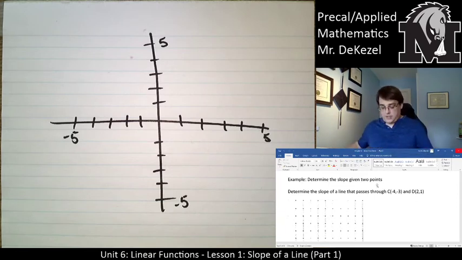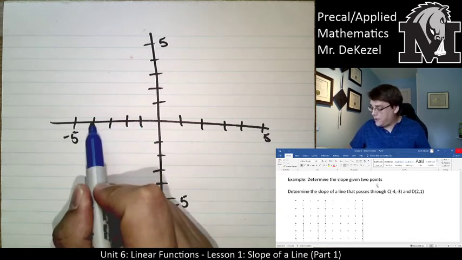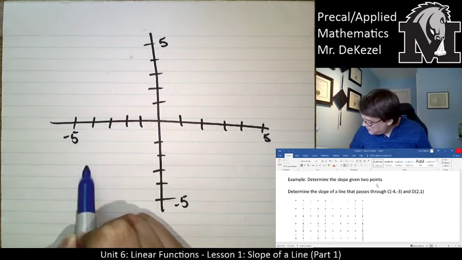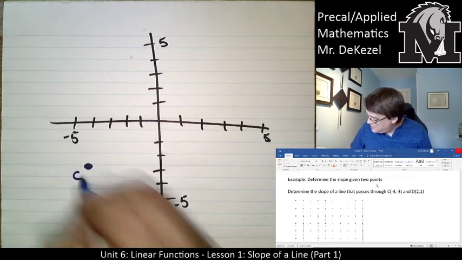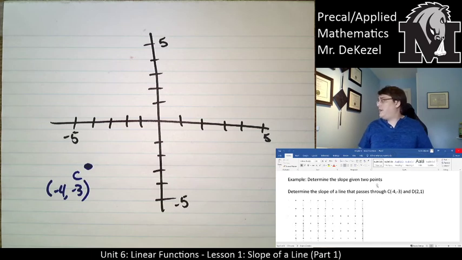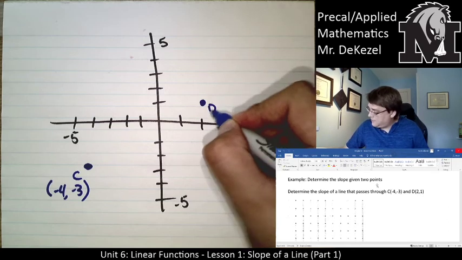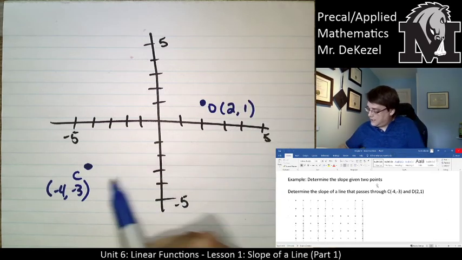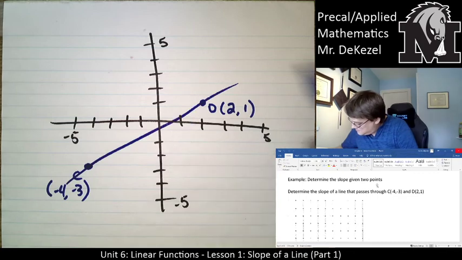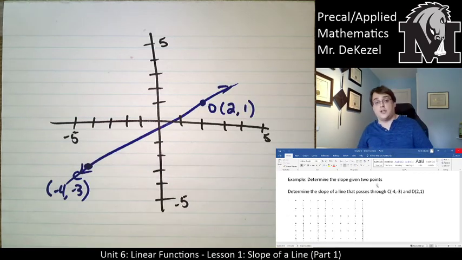So we are going to determine the slope of a line that passes through C and D. Point C is (-4, -3). That would be this point right here. -4, 1, 2, 3, 4. -3, 1, 2, 3. Right here is point C. We have point D at (2, 1). So positive 2, 1. That's right here. And then I can connect those points. That's a perfectly straight line. Draw arrows to show that it goes farther.